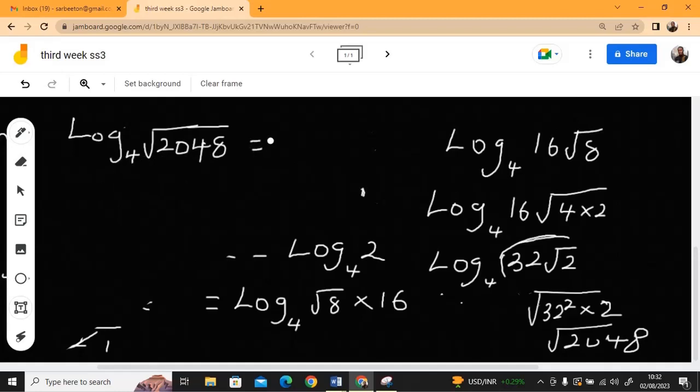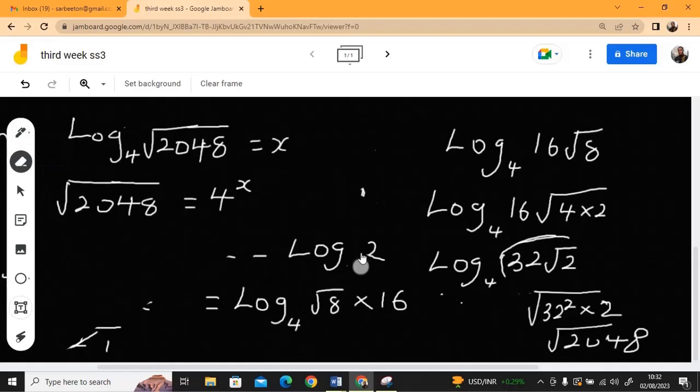I don't know the answer. Like I told you earlier, I can change it to index form. So this 4 will become 4 raised to the power of x, then this one will stand alone. I cannot change this one. So I have the square root of 2048 equals 4 raised to the power of what? Of x. So this is a long method of doing this thing, but there's a shorter method.